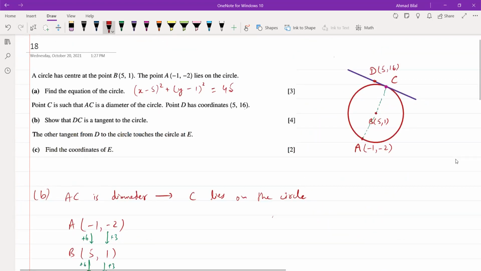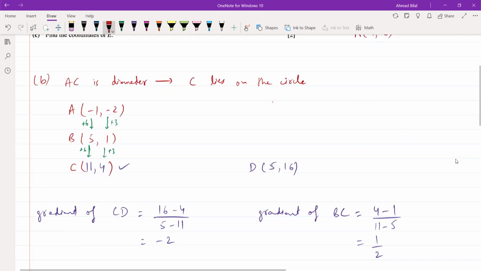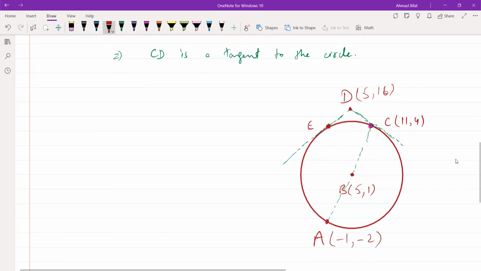Right? So there is another tangent coming from D that touches the circle at the point E. So from that D, we have one more tangent coming on this side, and it's touching the circle at the point E here. We have to find the coordinates of this point E now.